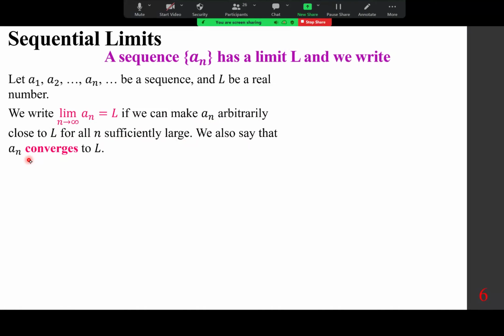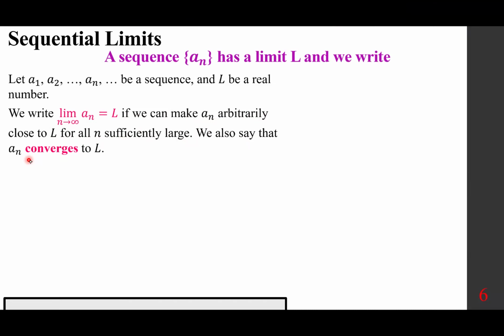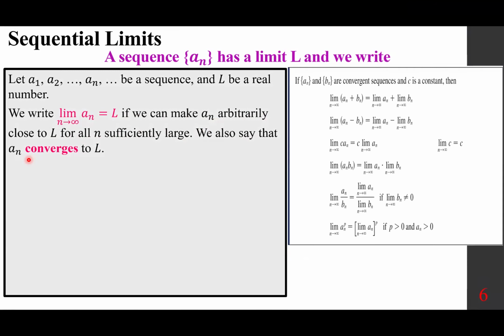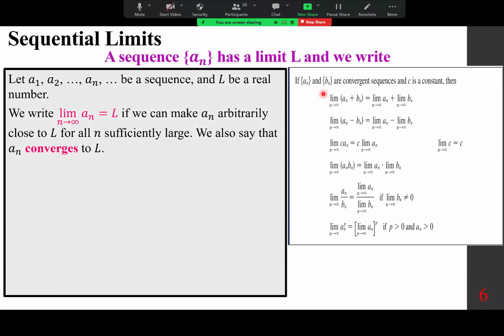That's the concept of convergence, when we can pinpoint a number. For example, if we have two sequences, A sub n and B sub n, both of them convergent, and C is some number. When we say the limit of A sub n plus B sub n as n approaches infinity equals the limit of A sub n as n approaches infinity plus the limit of B sub n as n approaches infinity, it means the limit of the sum is the sum of the limits.